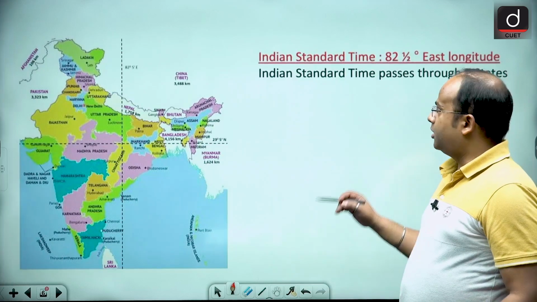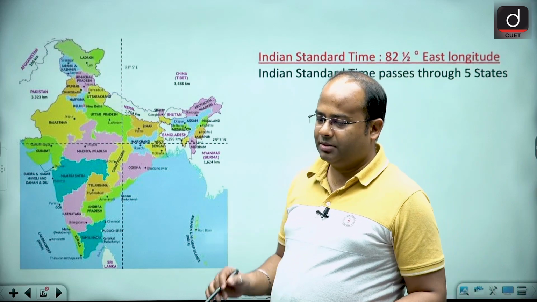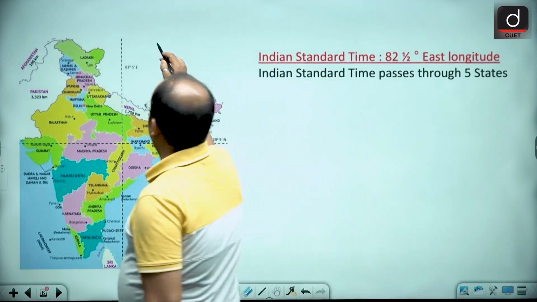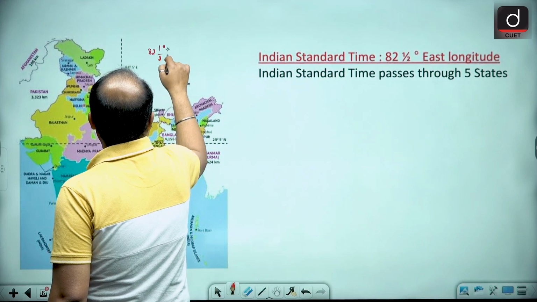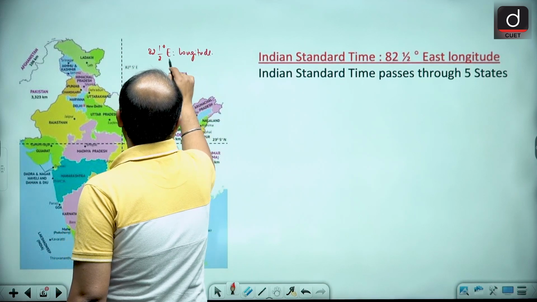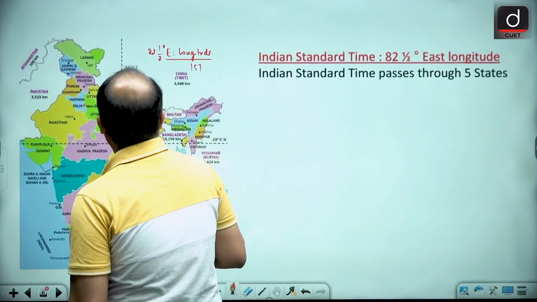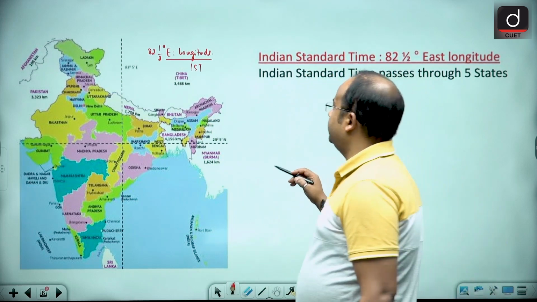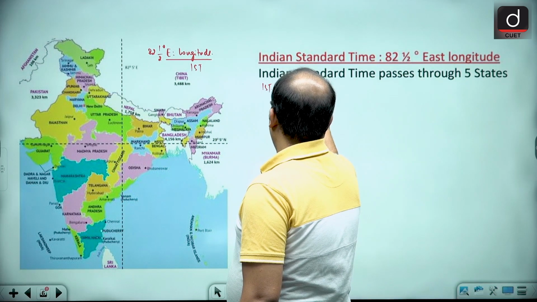Now guys, let's talk about Indian Standard Time, that is called IST. Indian Standard Time is 82.5 degree east longitude. So 82.5 degree east longitude, this is called Indian Standard Time. And guys, this Indian Standard Time crosses through 5 states of India.